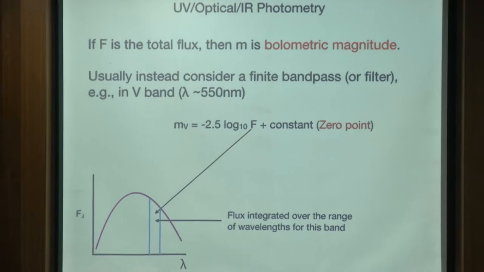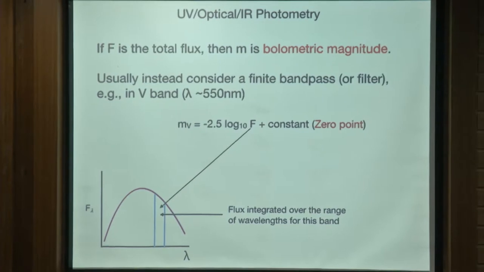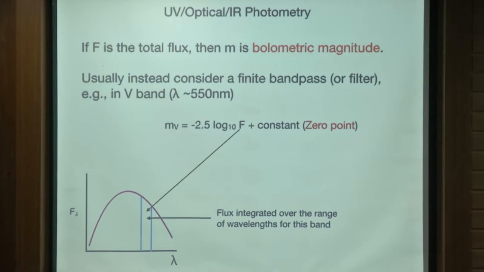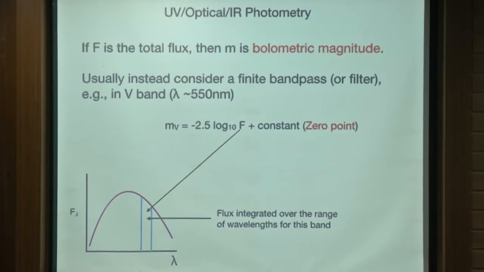Now, what we have is a plot between the wavelength and the flux that we receive at any particular wavelength. If we just measure the total flux under this curve, then our magnitude is what we call a bolometric magnitude. But instead of doing this, normally we consider a finite bandpass, or what we call filters, and we measure the fluxes in these finite bandpasses.